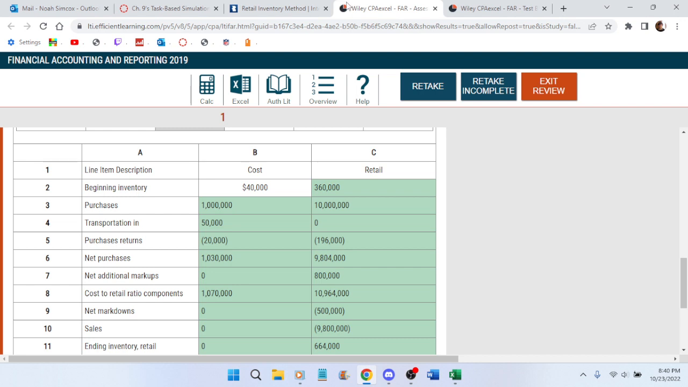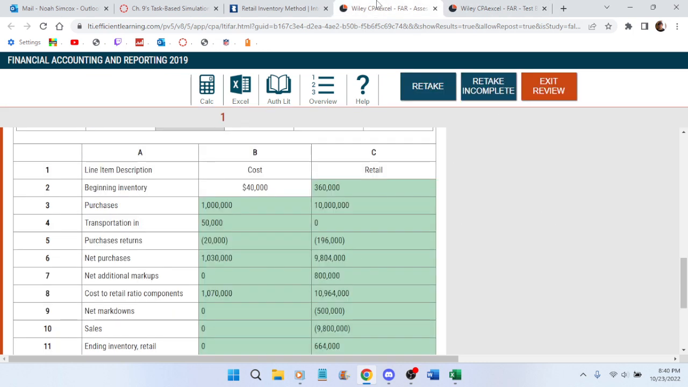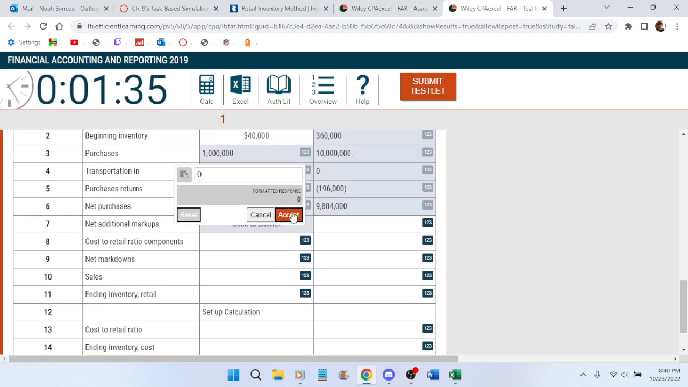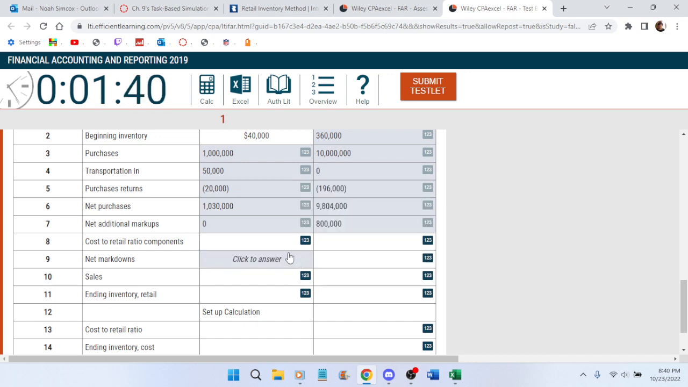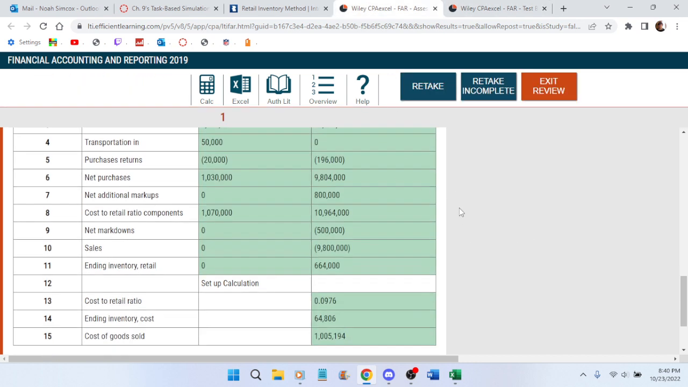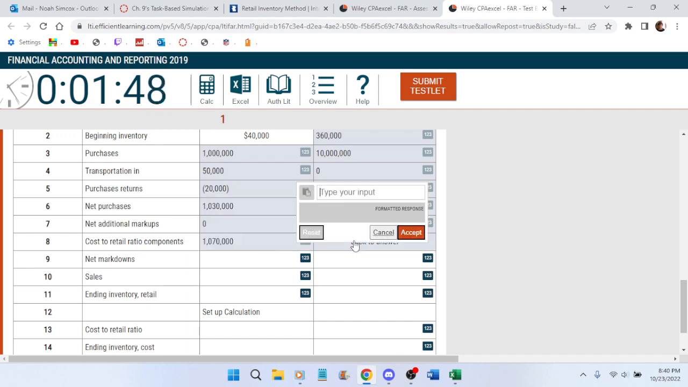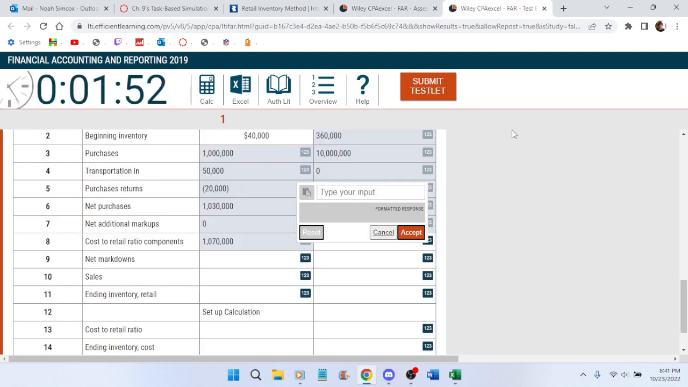And 9,804. Net additional markups is 0 and 800,000. Cost of retail 1,070,000. And 10,964,000.